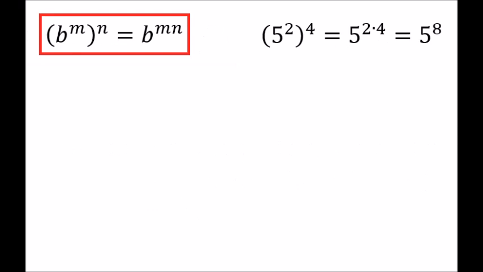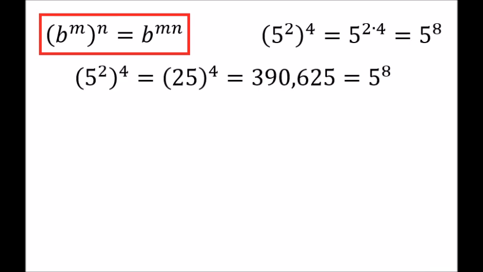This rule says that an exponent raised to another power is the same as the base raised to the product of those two powers. I have chosen 5 squared raised to the 4th power, which equals 5 to the 8th. That's because 2 times 4 equals 8. 5 squared is 25. 25 to the 4th is 390,625, which is the same as 5 to the 8th.